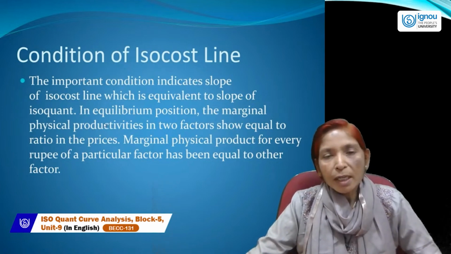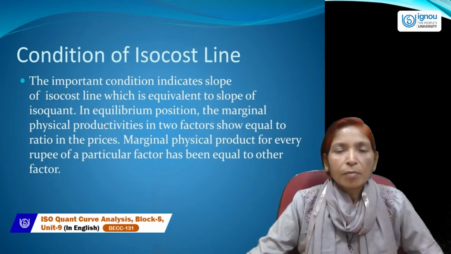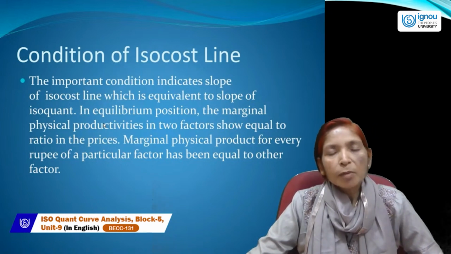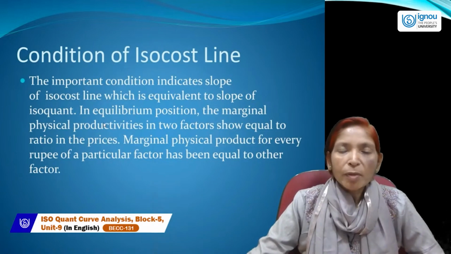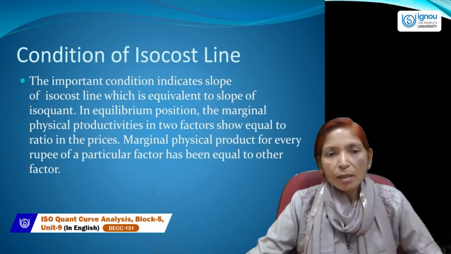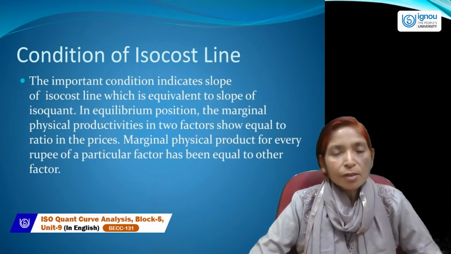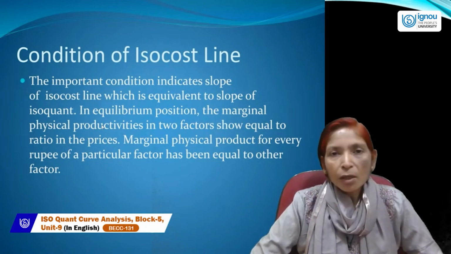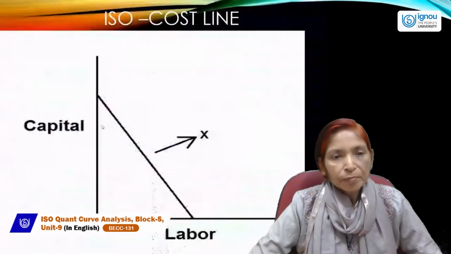So isocost line is the same as budget line in case of indifference curve, but isocost line shows the producer's budget line, on which the producer spends his income on two factors of production like labor and capital, where the slope of isocost and slope of isoquant are equal, then producer equilibrium will be determined.